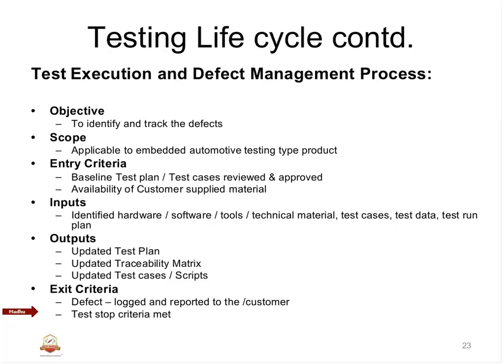Tollgate is nothing but a sampling criteria wherein a decision is taken whether to continue that activity or the product is good enough to take up to the next level. So that is what the tollgate is. Based on the plan, the decision for tollgate is taken. So that is the exit criteria, to stop if certain criteria is met or not, or to continue. So that is what test execution and defect management process is about.